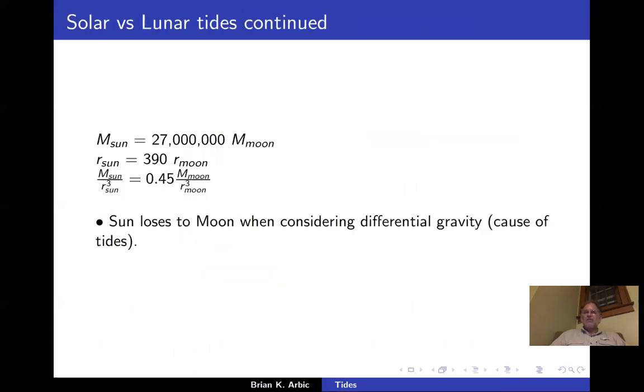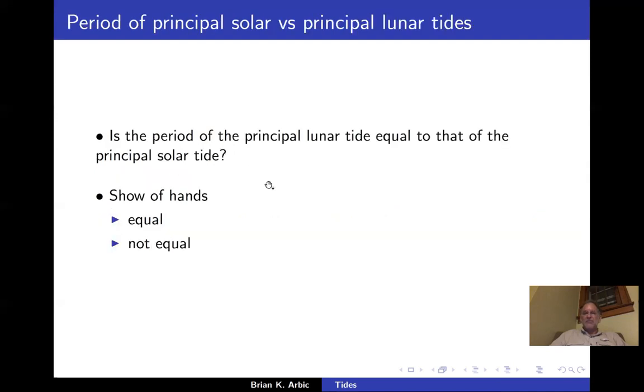So the solar tides are very important. 0.45 is not a small number. It's almost half. But the tides caused by the sun's gravity are smaller than the tides caused by the moon's gravity.